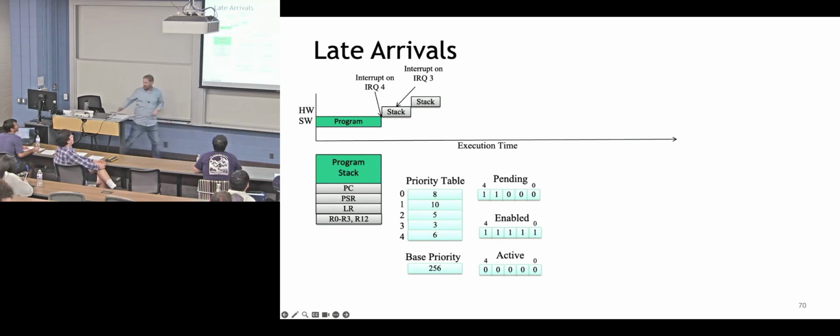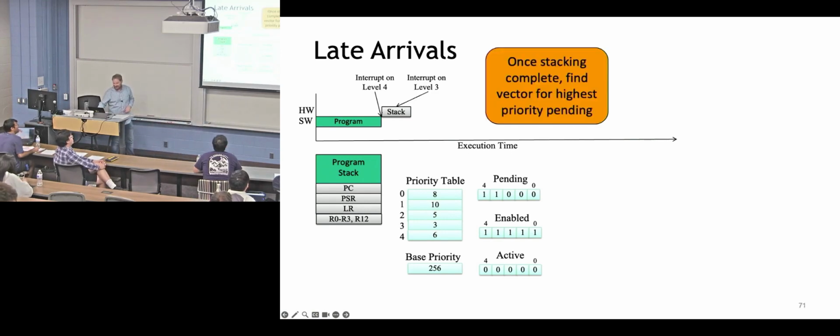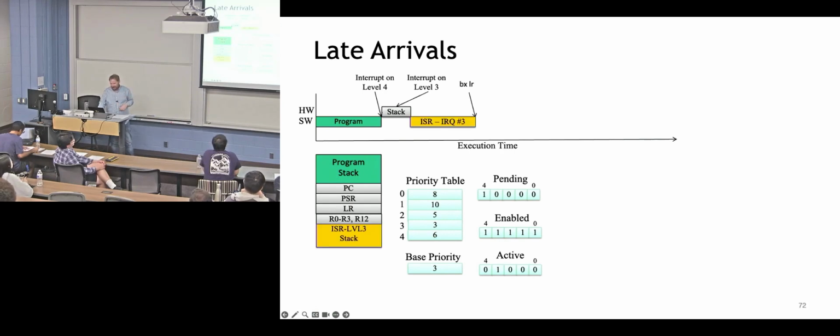So basically what's going to happen is, in the last cycle of stacking, it's going to recheck what's pending, find the highest priority of the pending, and then push that to active. So even though IRQ4 is the thing that started the stacking process, because IRQ3 came in late and it's more important, we're going to execute that. So then you're going to go execute IRQ3. Now, if we look, IRQ4 is still pending. It never even started executing, never went to active.